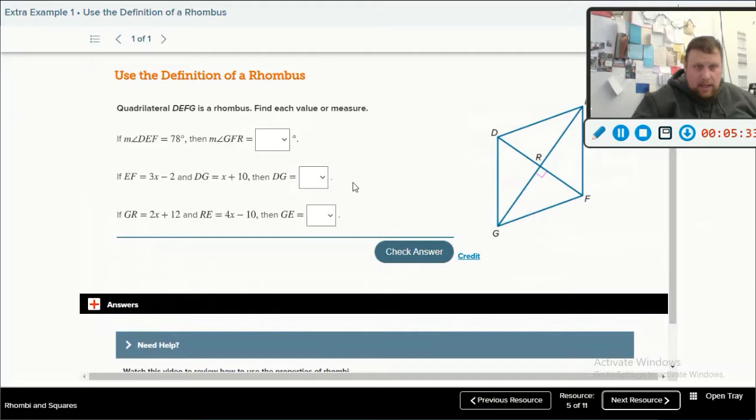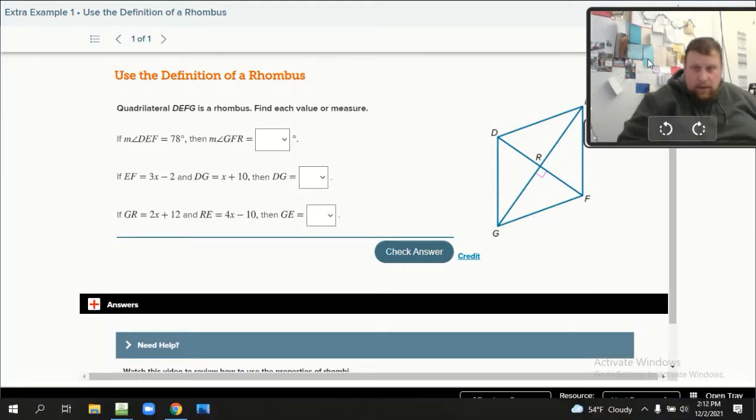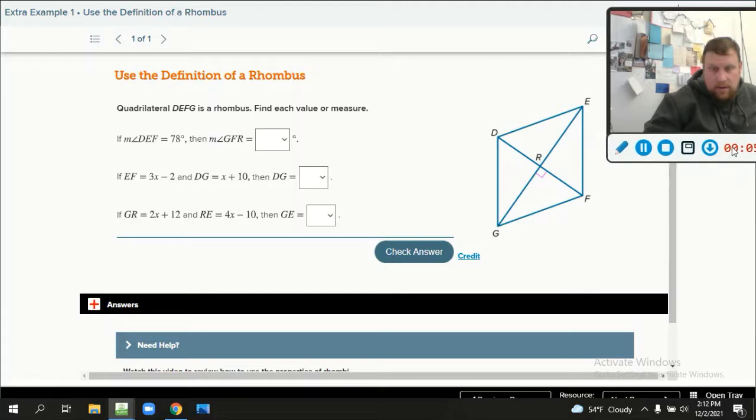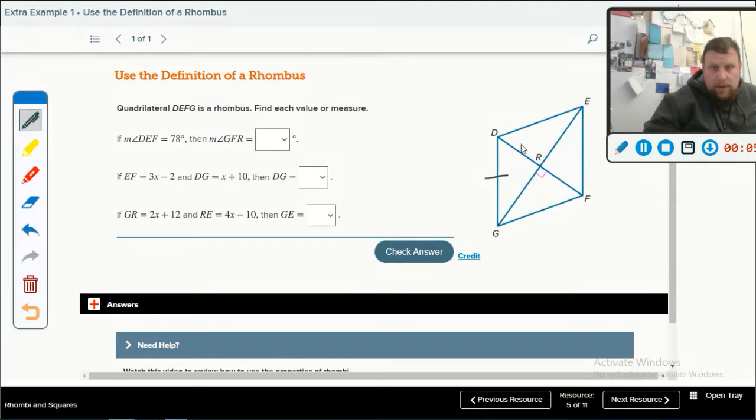Example 1, let's take a look at this. So we have this rhombus right here. It says quadrilateral DEFG is a rhombus, which means we know all the side lengths are the same. So we know this right off the bat. They're all the same. Find each value or measure.